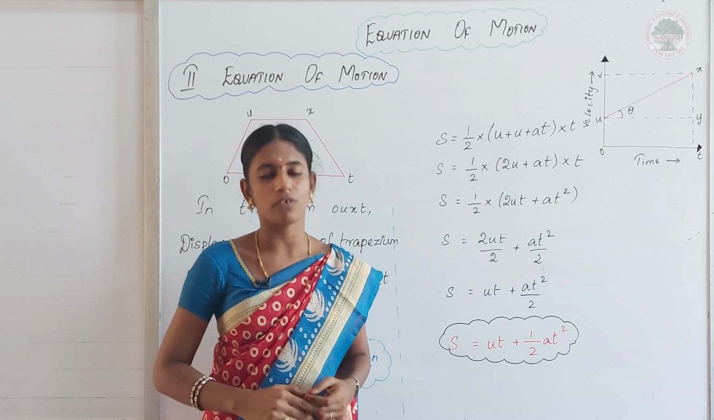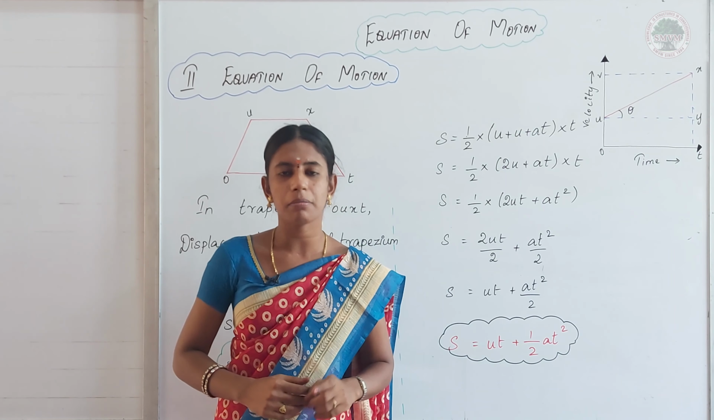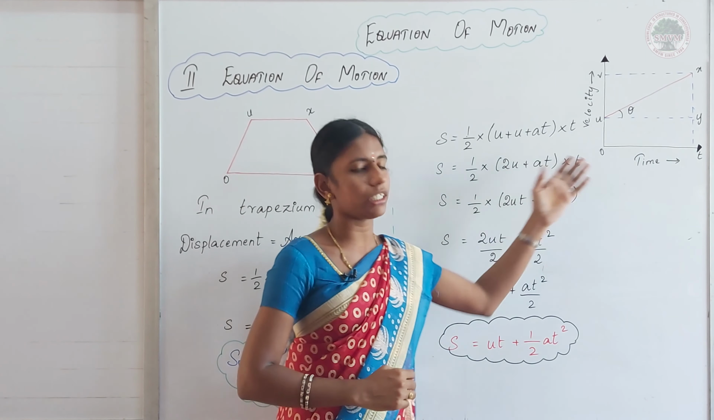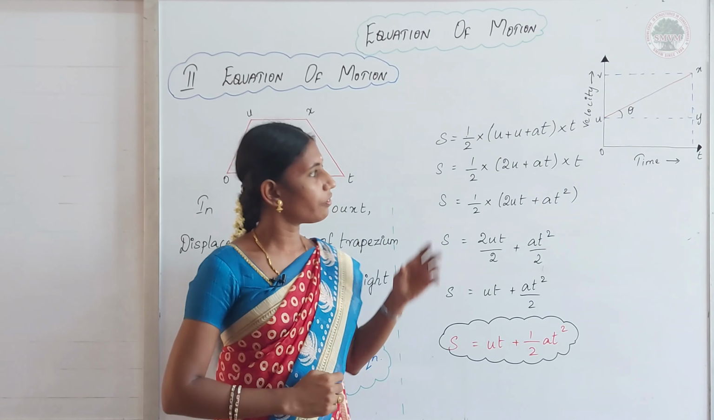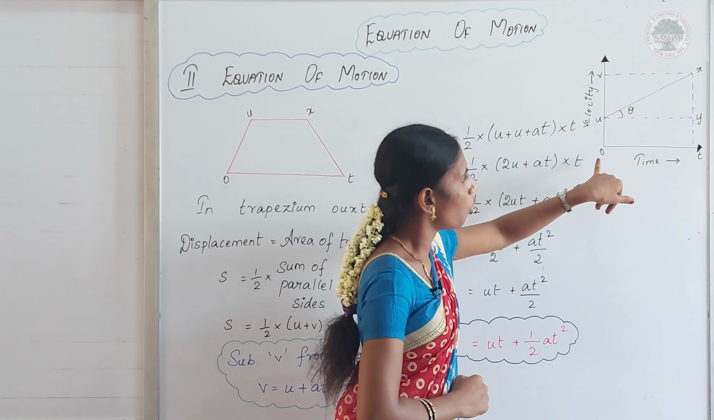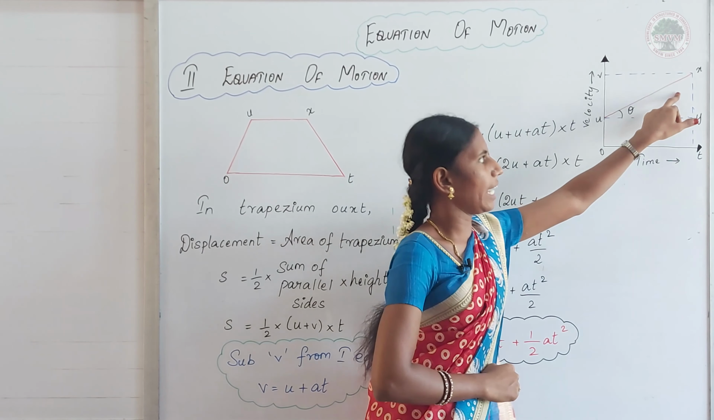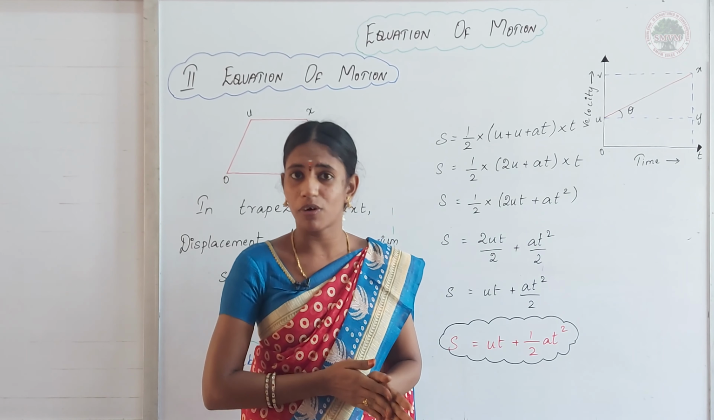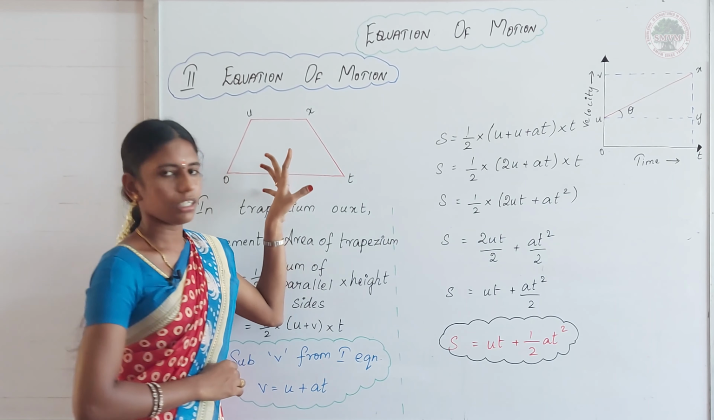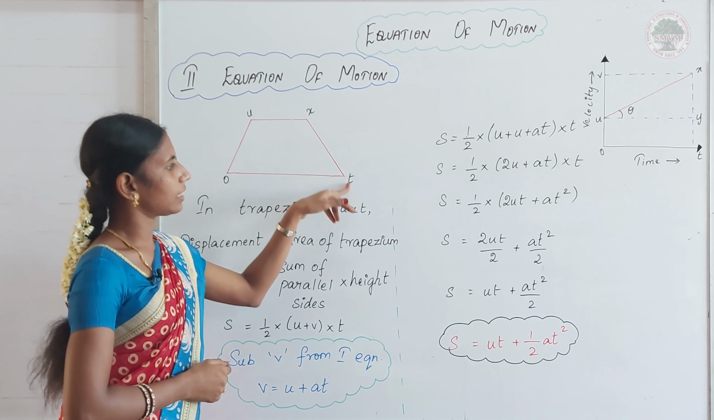Now let's see the derivation of the second equation of motion. We know that the second equation is s is equal to ut plus half at square. We can derive this from the velocity-time graph. So how can we do it? We have to take the area under the velocity-time graph. Here we consider the area OUXT. If you see, OUXT forms the shape of a trapezium, right? So I extracted this trapezium out in an enlarged manner.